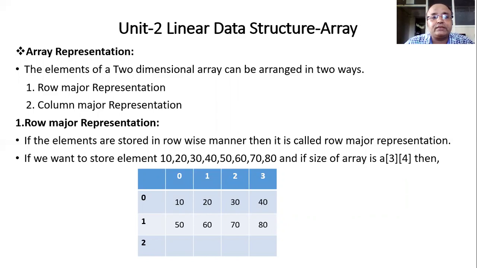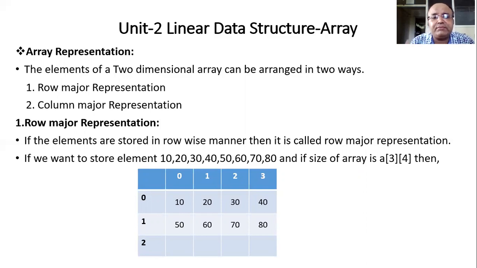So the first method is row major representation. What exactly is row major representation? If the elements are stored in a row wise manner, then it is called row major representation. Up to now, in all the examples we have discussed, we have already worked with row major, but you were not aware that this is row major. Here you can understand how exactly row major representation works. If the elements are stored in a row wise manner, then it is called row major representation.